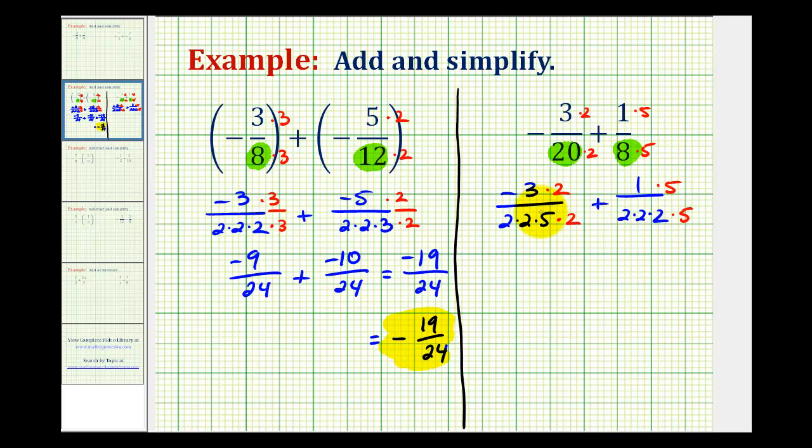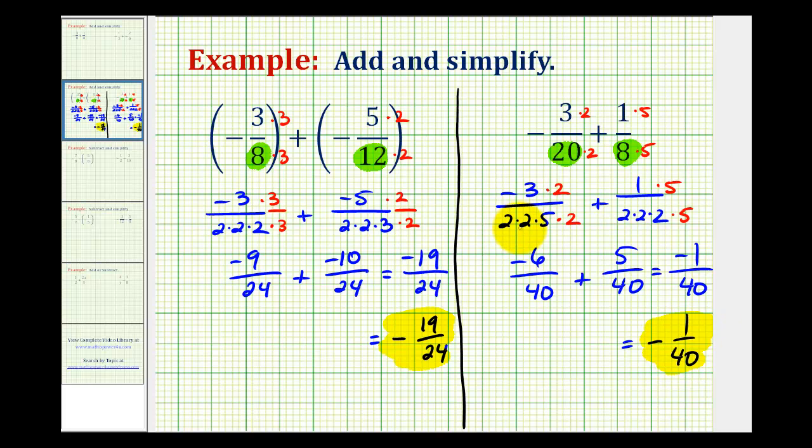Now if we rewrite this, we'll have negative 6 all over 2 times 2 times 5 times 2, which would be 40, plus this would be 5, again all over 40. So now our denominators are the same. We can go ahead and add our fractions. The denominator stays the same, and then we combine the numerators. So negative 6 plus 5 is equal to negative 1. But again, we'll go ahead and write this so the negative sign is out front of the fraction. And here's our sum.